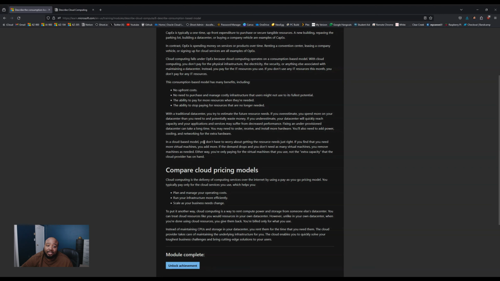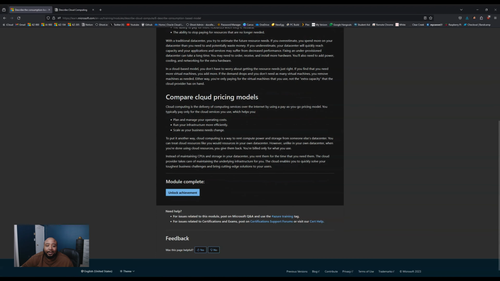So with a traditional data center, you try to estimate your future costs and needs. So you may end up wasting money in the long run because you may not need them down the line. So the consumption-based model is the newer way. It has a form of elasticity in it because it can scale, and I'll go over elasticity later, but pretty much it's the ability to pay for what you're using, and when you're not using it, you're not paying for it. So compare cloud pricing models.